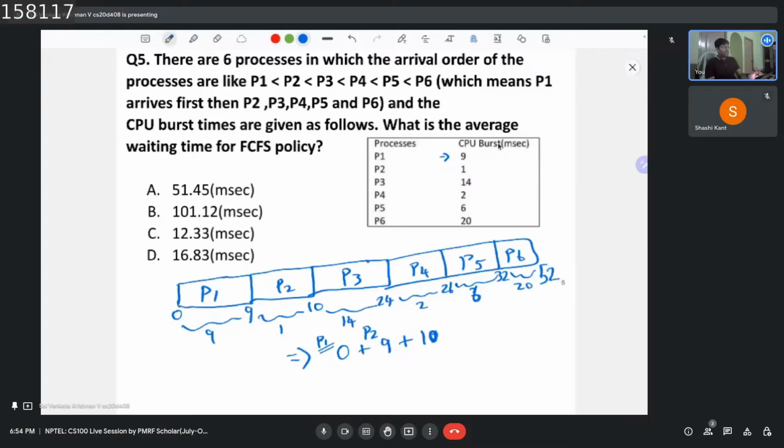right? And followed by this P4, which has to wait for 24 milliseconds, and followed by that P5, which has to wait for 26, followed by that P6, which has to wait for 32 milliseconds. And now to find the average waiting time, we get the sum of all these things divided by 6.